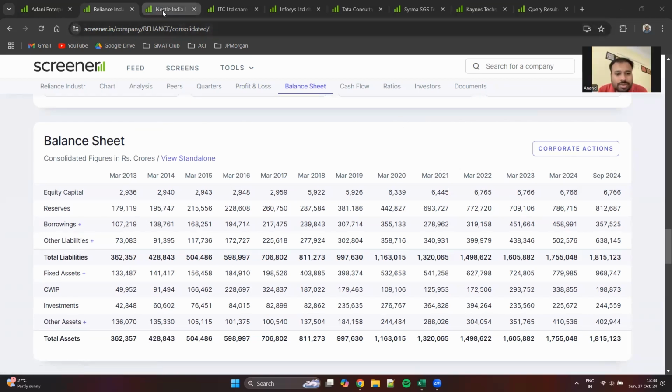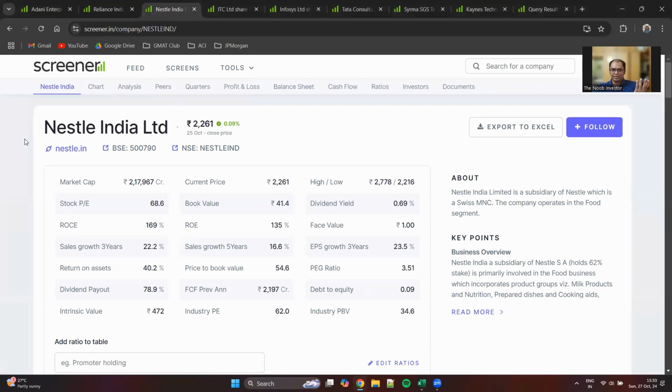Right? So now coming to the next example, which is Nestle, another very big company. But here you see what is the big difference. Look at the ROE and ROCE. It is absolutely off the charts. And you see how they have been able to maintain the ROE and ROCE is because they pay out 80% of the profits as dividend. 80% of the profits that they generate, they're giving back to the shareholders.